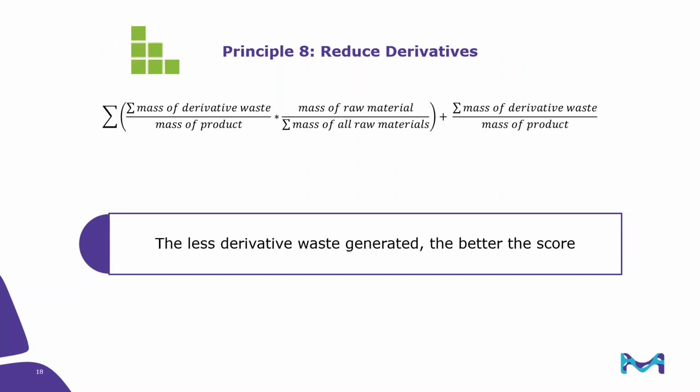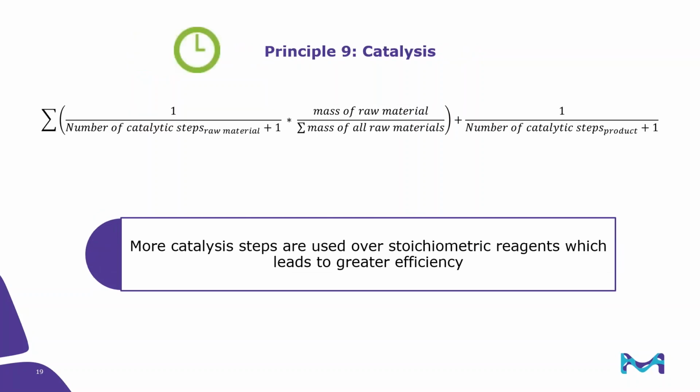Reduce derivatives. In chemistry, we make a lot of derivatization to make our end product. At the design phase, if we can plan in such a way to reduce the derivatization, then we reduce creating more waste. Catalysis. We all know catalysis increases the efficiency and yield. So wherever possible, try to apply more catalysis to improve the process, make it more sustainable.